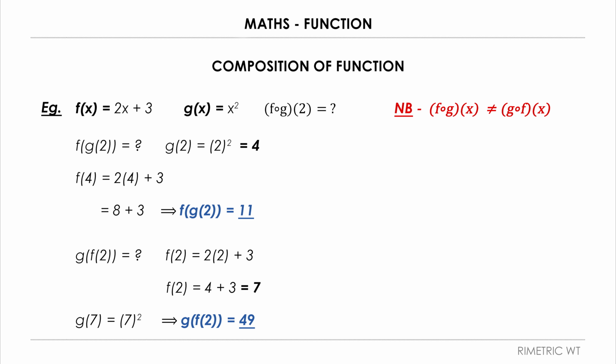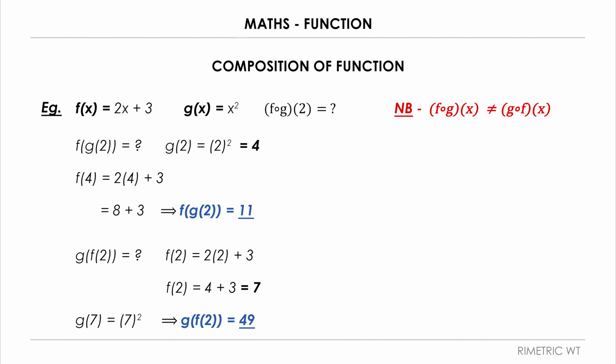In general, you can think of each function as a machine. The output of the first machine becomes the input of the second machine. If we change the order of the machines, we may get a different result. Here, we evaluated each function one at a time, working from the inside out.